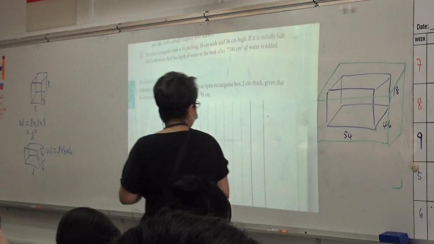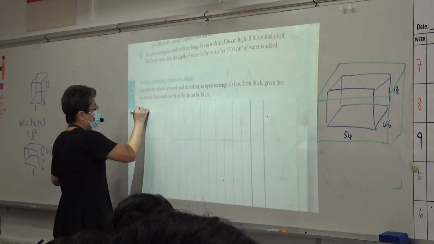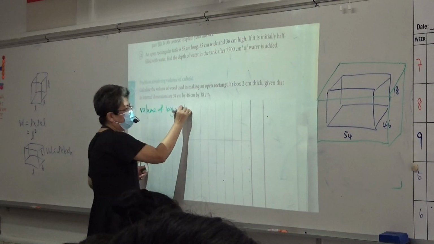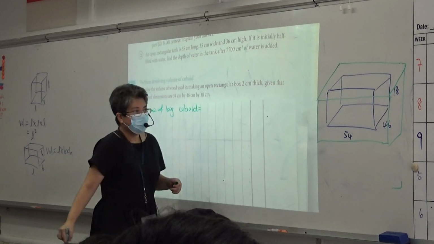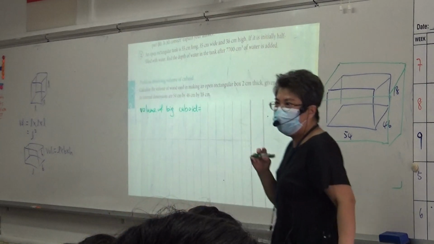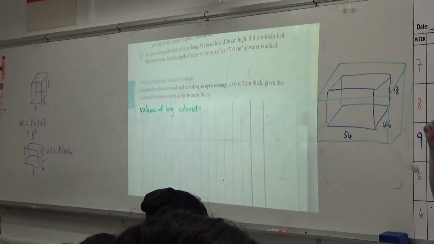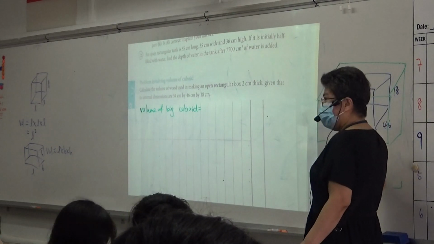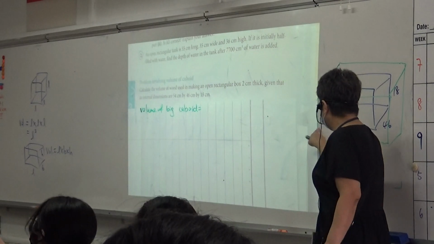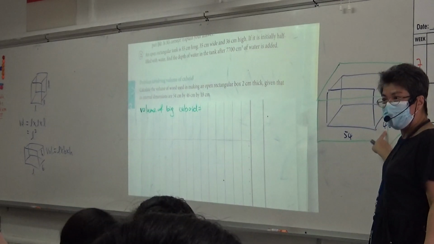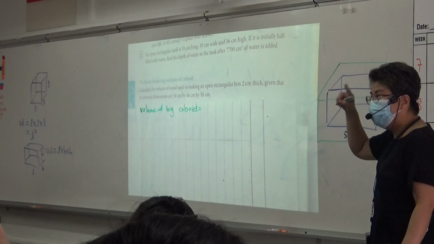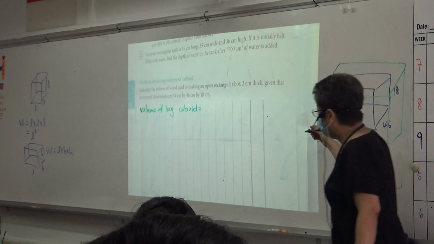Now let's take a look here. Volume of big cuboid. I want everyone to look here. 54, right? I must plus 2 plus 2, right? So how much is it? What's 54 plus 2 plus 2? 58.